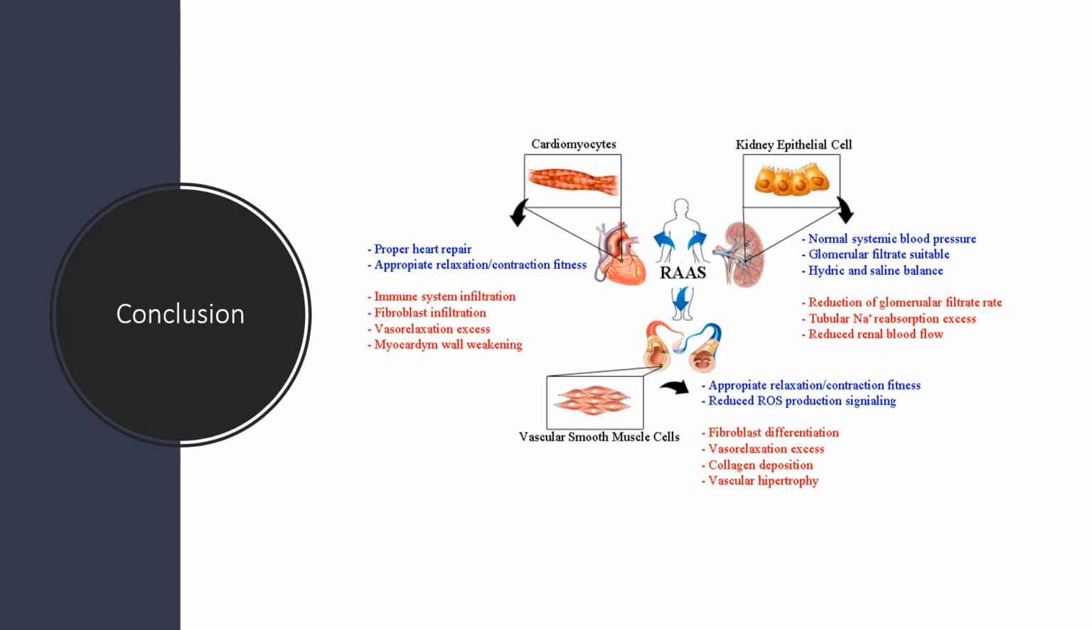While the RAAS is essential for maintaining cardiovascular homeostasis, dysregulation of this system can lead to hypertension or other cardiovascular disorders. Medications targeting different components of the RAAS, such as ACE inhibitors and angiotensin receptor blockers, or ARBs, are commonly used for treating these conditions. So overall, understanding the renin-angiotensin-aldosterone system, or RAAS, is critical for managing hypertension and maintaining cardiovascular health.